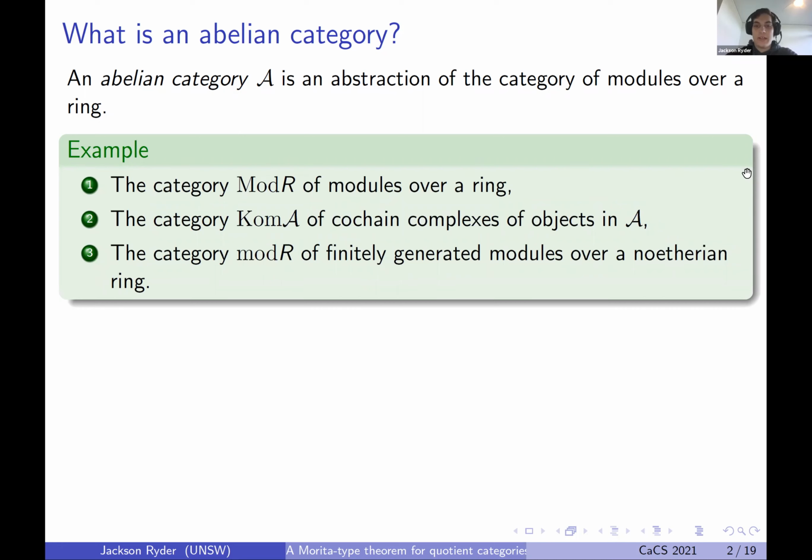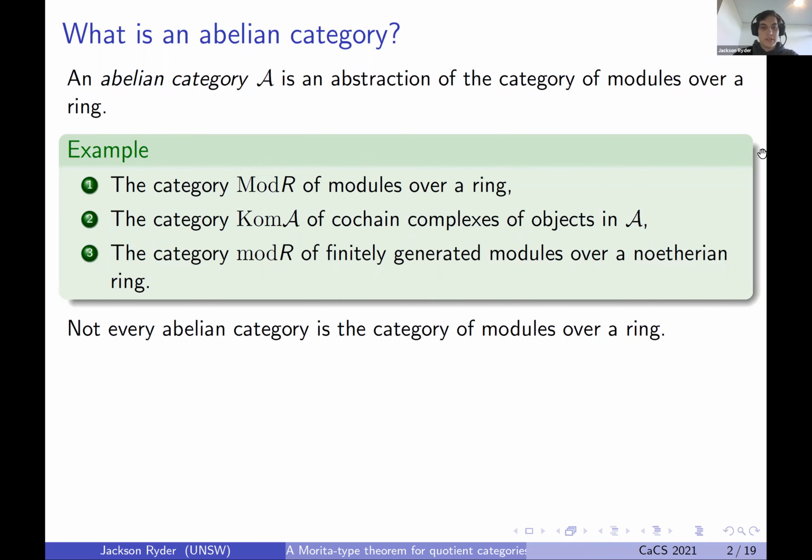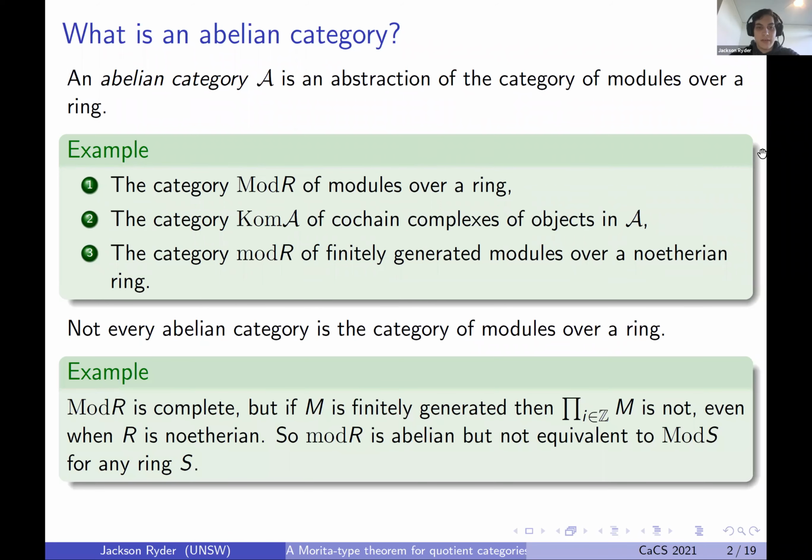If we have an abelian category A, we can look at the cochain complexes in A, and that again forms an abelian category. And also, if we have a Noetherian ring, the category of finitely generated modules over this ring is abelian. Okay, so most of the time we can think of abelian categories as being modules over a ring, but not all of them actually are. So our third example that we just gave is one of these cases.